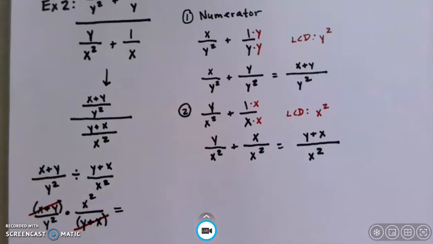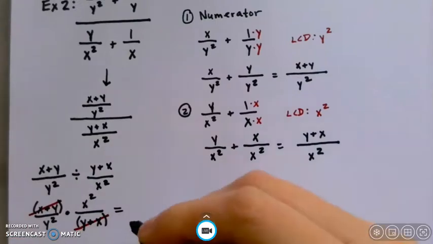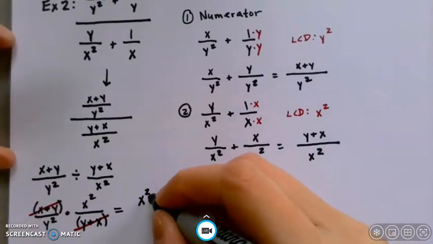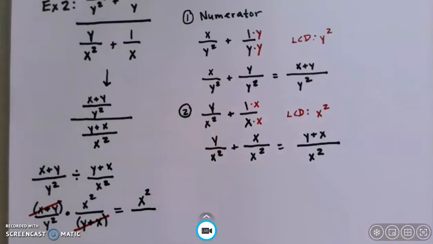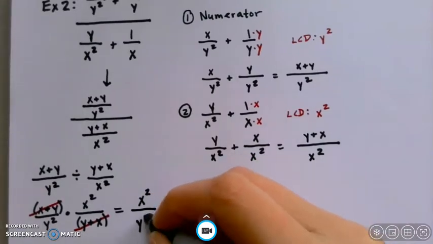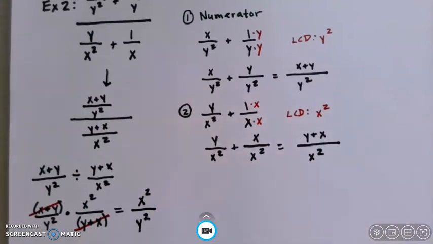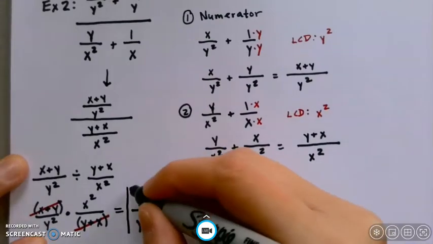What we're left with in the numerator is just an x squared. And all that's left in the denominator is y squared. Those can't simplify because the variables are different. So that is our final answer.